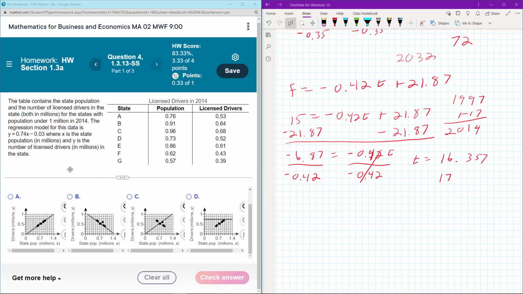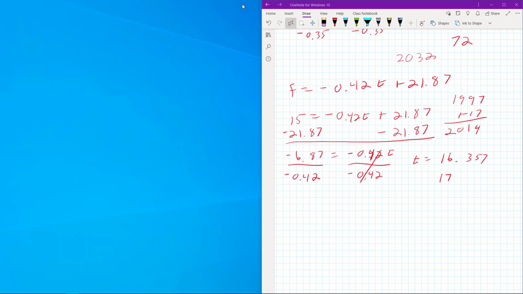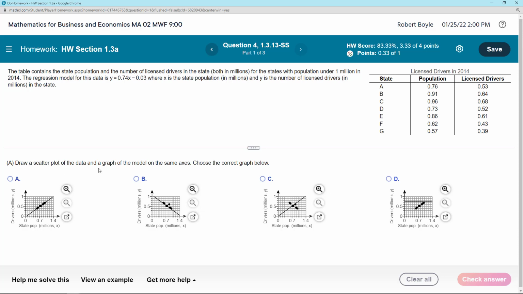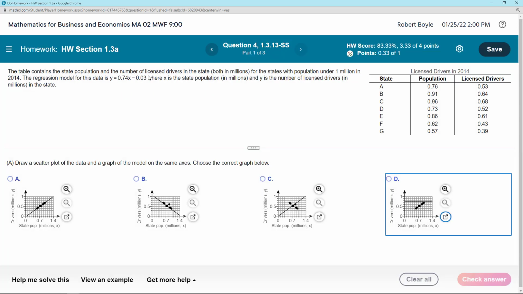And of course, you'll never guess what the first question is. Draw a scatter plot of the data and graph the model on the exact same axes. Let's make this bigger. Once again, we're going to use our process of elimination to figure this out. We're going to start off with D over here. Notice that our model is a constant line. That can't be right because it's supposed to have a slope of 0.74. So D is out. Furthermore, that is a positive slope. This one has a negative slope. So B is out.